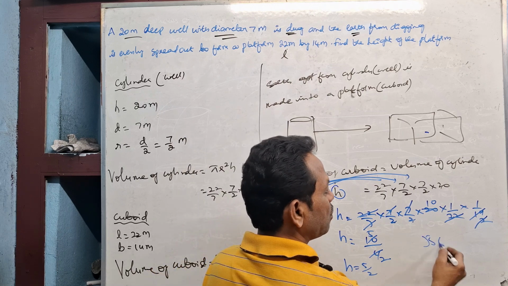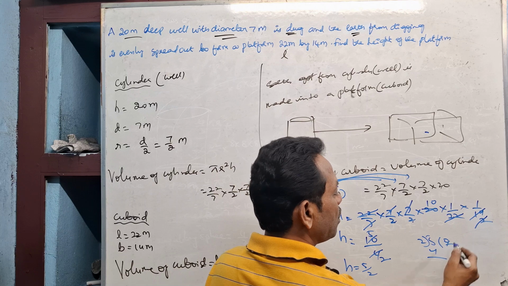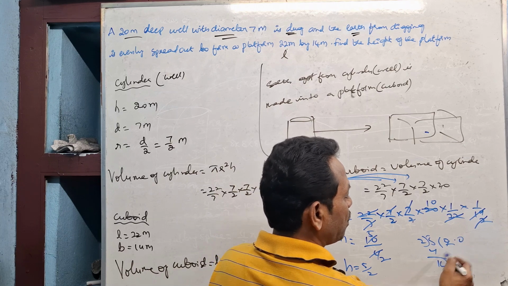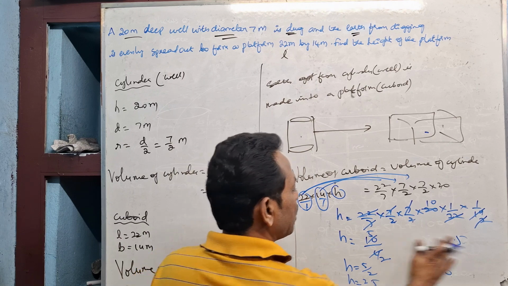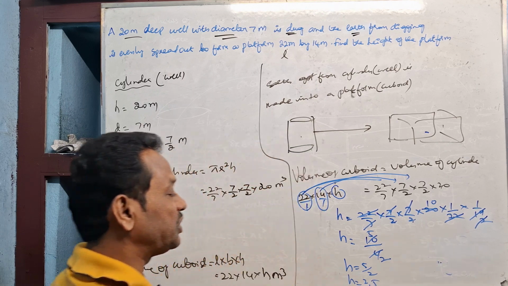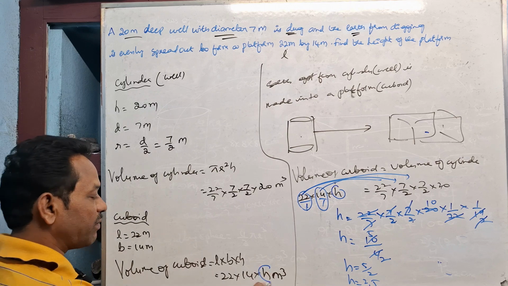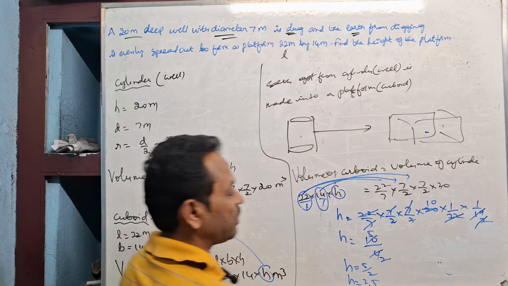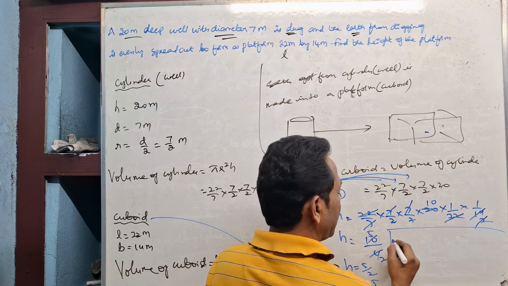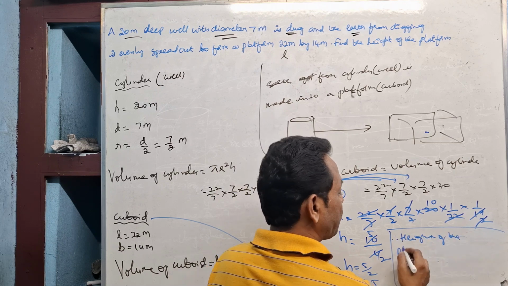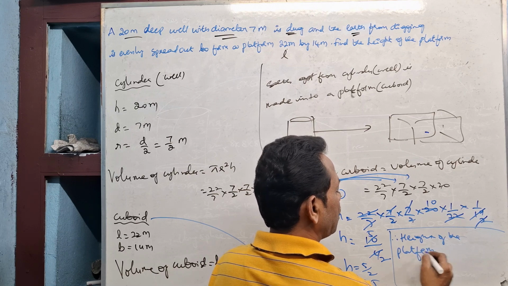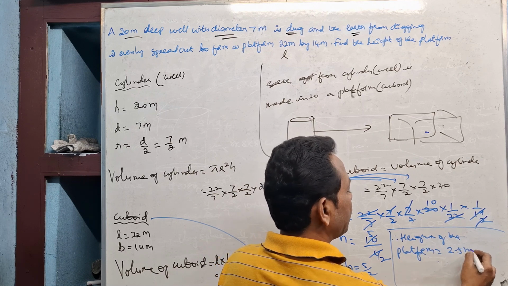So 5 divided by 2 equals 2.5. What is H here? H is nothing but the height of the cuboid. So therefore, we can say the height of the platform equals 2.5 meters.